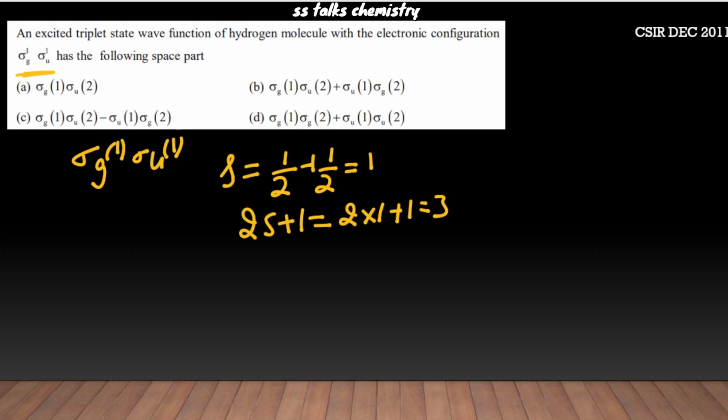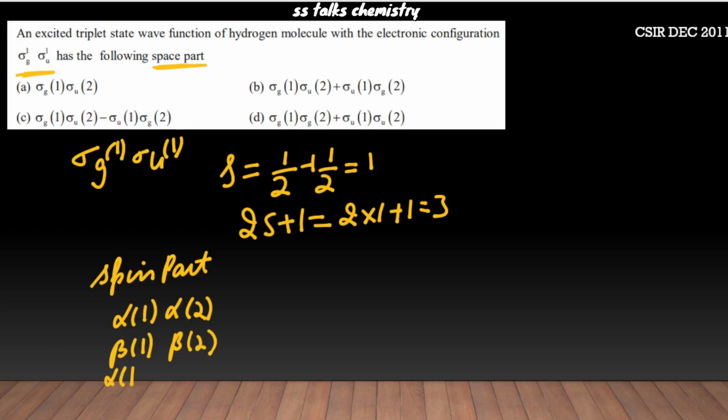So its corresponding space part we have to tell. For the triplet state, the spin part is going to be alpha 1 alpha 2, beta 1 beta 2, and alpha 1 beta 2 plus beta 1 alpha 2. These are the combinations where alpha and beta represent the direction of the spins. Alpha is clockwise, which we represent with the up arrow, and beta is anti-clockwise, which you denote with the down arrow.